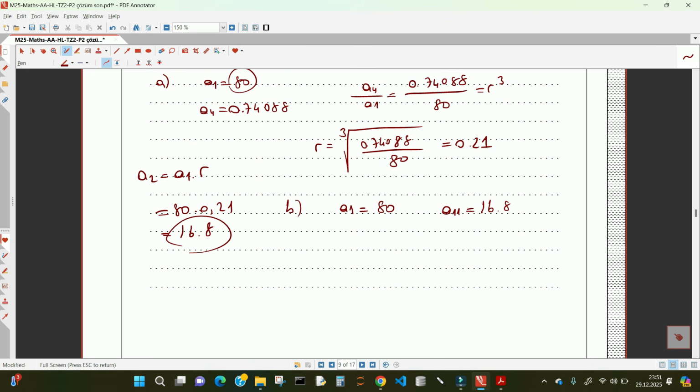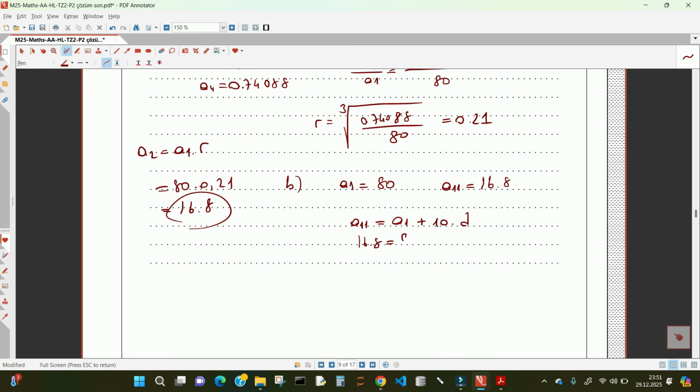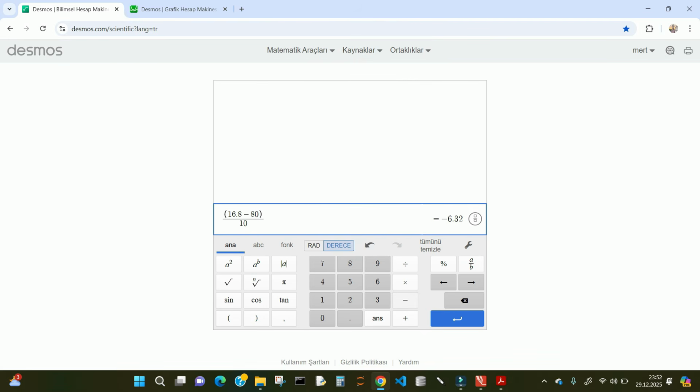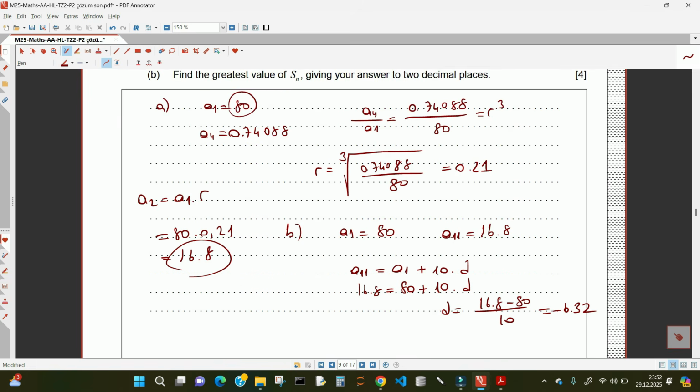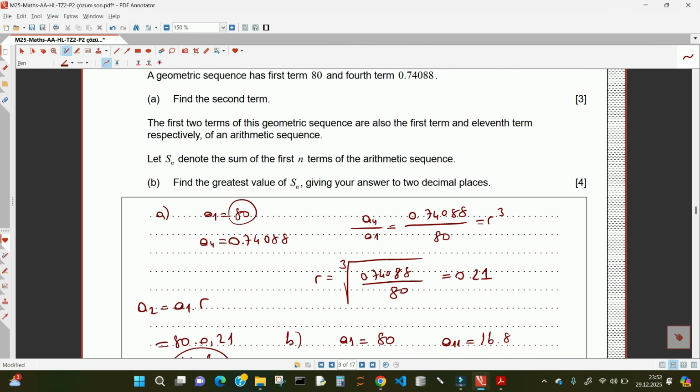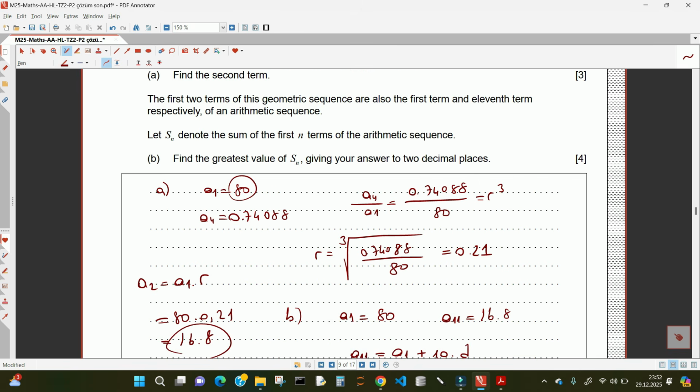In this case, I can find the common difference. A sub 11 equals A sub 1 plus 10 times d, right? So 16.8 equals 80 plus 10 times the common difference. The common difference can be 16.8 minus 80, over 10. Let's calculate this one. It is minus 6.32. It asks for Sn, which is the sum of the n terms. And how are we going to find this one, the greatest value of Sn?